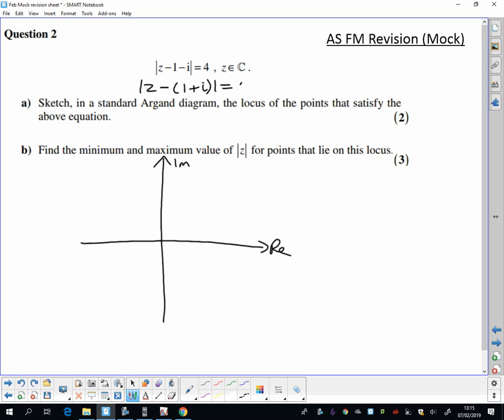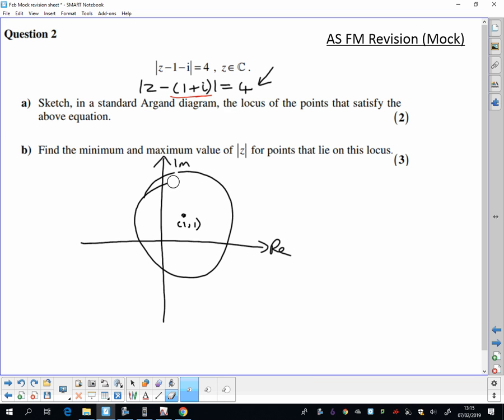You could be like this, and when we do our translations, we've taken off 1 plus i, so that means that the centre is now at 1 on the real, 1 on the imaginary. So here is now our centre. Okay. The radius, remember the radius is the number that the modulus is equal to, so the radius is 4. So our circle is now something like that. Just tidy that up a little bit, where the radius is 4.